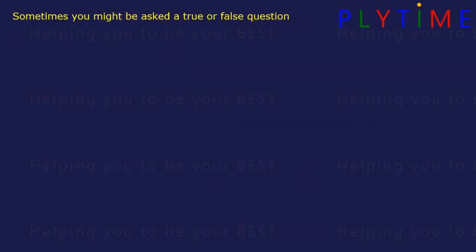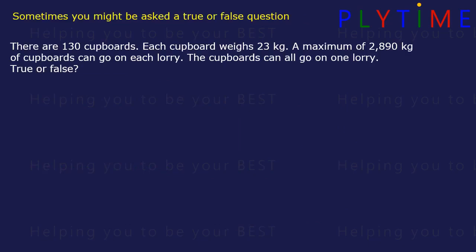Sometimes you might be asked a true or false question. There are 130 cupboards. Each cupboard weighs 23 kilograms. A maximum of 2,890 kilograms of cupboards can go into each lorry. The cupboards can all go on one lorry. True or false?